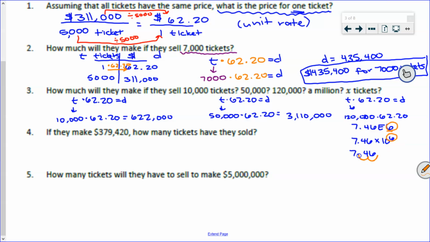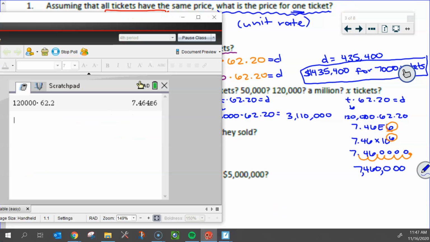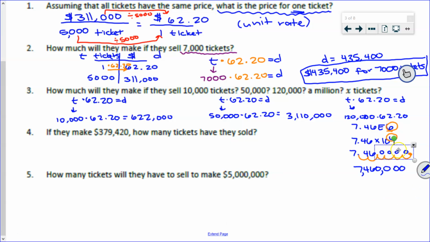So 1, 2, I'm out of decimal places, right? Nope. 3, 4, 5, 6. So what do I fill those up with? Zeros. So what is that number then? We have 746, 0, 0, 0, 0. Looks like that's 7,460,000. Yes, ma'am. 64, not 46. Oh, 464 E6. So I need to come back.